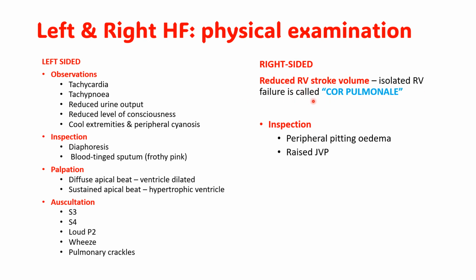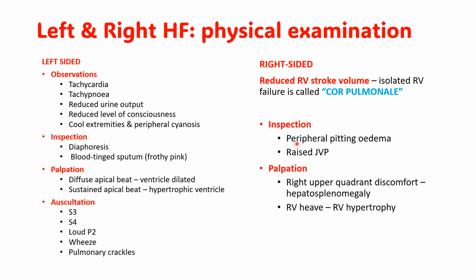Isolated right ventricular failure, typically due to this lung disease called cor pulmonale, which I'm reiterating now. So similarly on inspection, you might have some peripheral pitting edema, raised jugular venous pressure. On palpation, there could be some right upper quadrant discomfort because of the congestion within the liver. You could even have some pain on the left side because of congestion within the spleen.